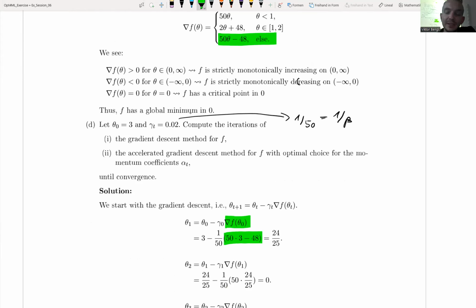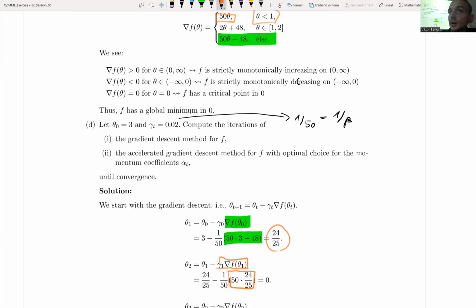What you get is that the next iteration will be at the point 24/25, which is strictly smaller than 1. So now we are in this case with the next iterate. So we do the iteration again. Use now that we are in this case, plug in the gradient for that case, which is 50 times the input.